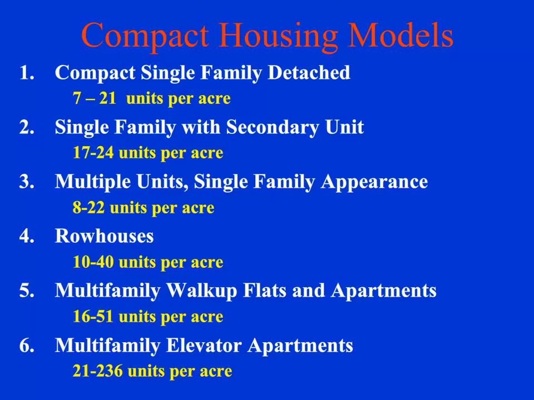For the compact housing models we'll be talking about today, compact single-family detached examples range from 7 to 21 units per acre, single-family with a secondary unit, 17 to 24 units per acre, multiple units, those that look single-family but are multiple, the range is 8 to 22 units per acre, row houses range from 10 to 40 units an acre, multifamily walk-up flats and apartments, 16 to 51 units an acre, and multifamily elevator apartments, 21 to 236 units per acre. One of the things you'll notice about these 6 different typologies is a substantial overlap.